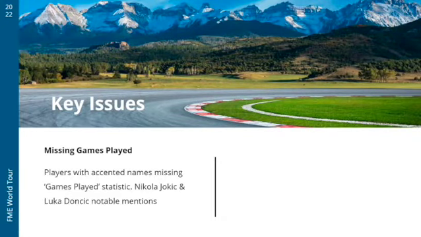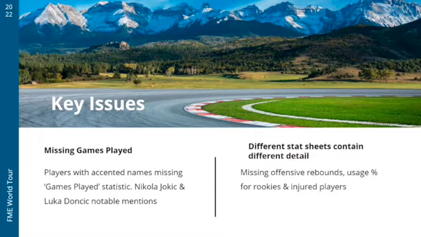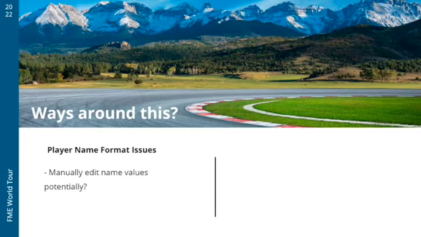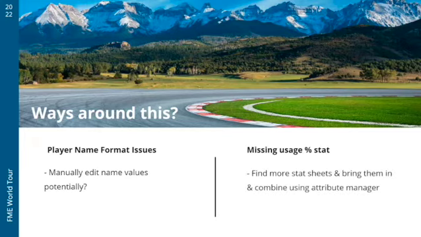The key issues are that, as I said before, there were missing games played for some of the players that I had to take out in the attribute filter. Nikola Jokic and Luka Doncic are quite notable for that, if you know who they are. And the stat sheet contained different details: offensive rebounds were missing, and usage percentage for rookies. So there were just some things I couldn't do, which you have to keep in mind. Ways around this: I could manually edit the names for the players, and for the missing stats, you can find more sheets to bring them in if I had the time to do it.